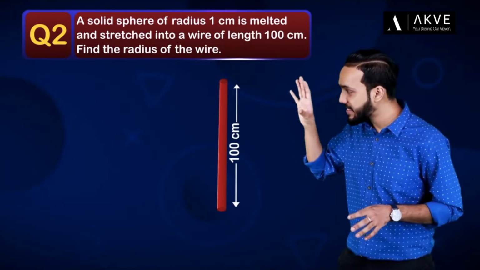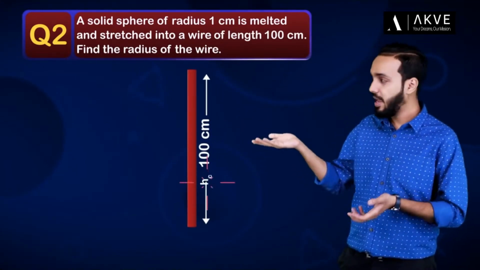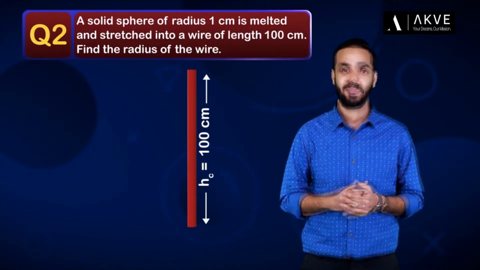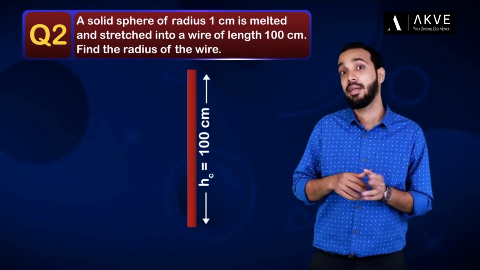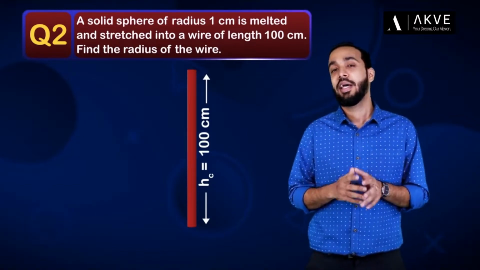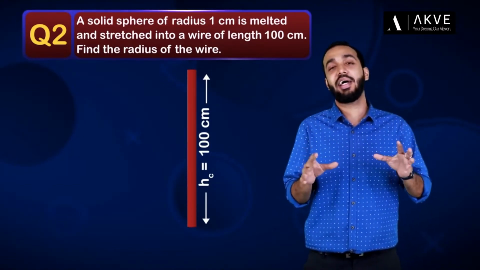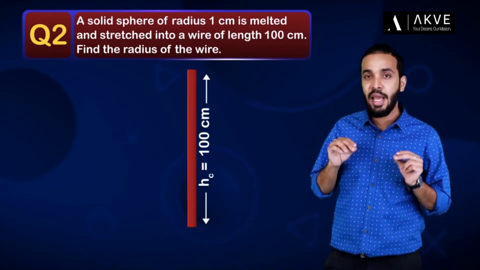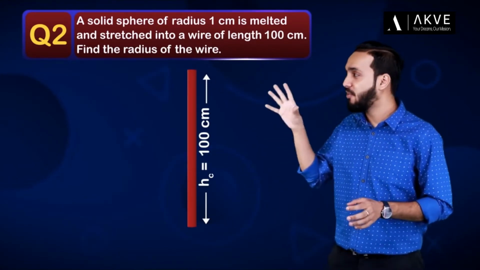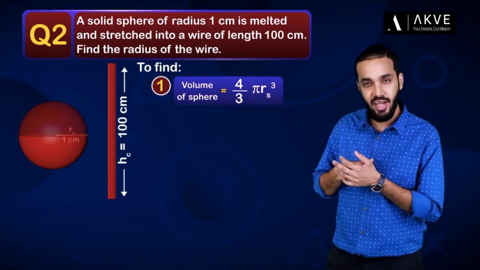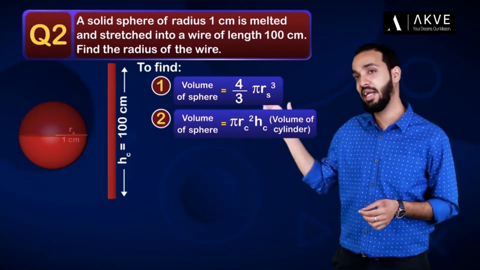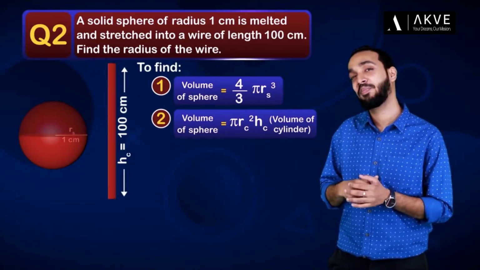It indeed is a cylinder with height, say hc, equal to 100 centimeters. In questions like this one, unless mentioned otherwise, you can safely assume that a wire is cylindrical in shape. Anyway, coming back to our question, we essentially need to find the volume of the sphere using the given radius. Then equate that volume to the volume of the cylinder in this formula.